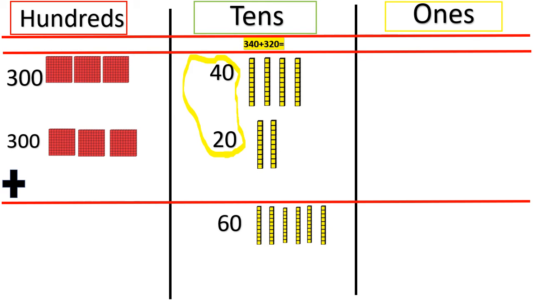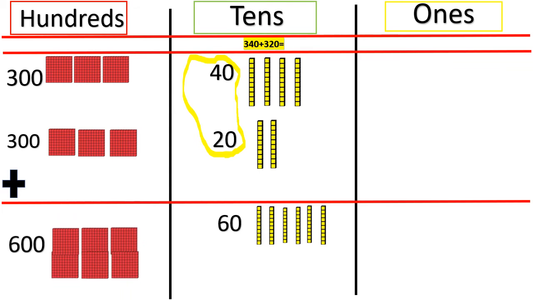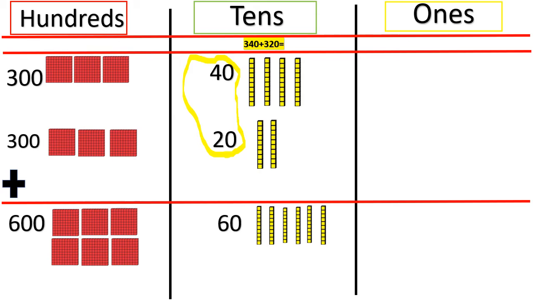Great job. Now I'm going to add my 100 blocks together. 300 plus 300, and I'm going to count by hundreds. 100, 200, 300, 400, 500, 600. So 300 plus 300 equals 600. Our answer is 660.